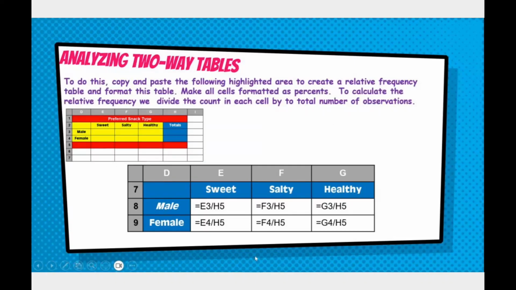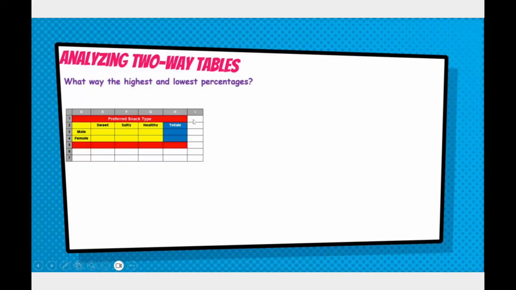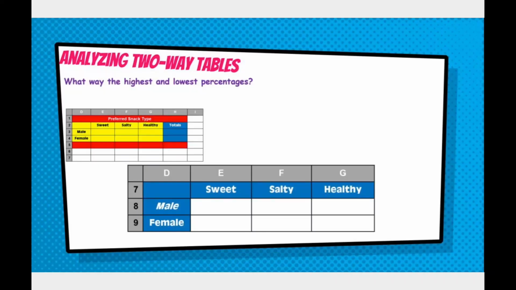Here might be a better view of what I was typing into my cells. If this is my original column up here, then with my relative frequency, I'm just doing those cells divided by the total. Notice all the denominators say H5 because that's where my total was. So now we can look at this and ask what was the highest and lowest percentage, the most popular and the least popular.